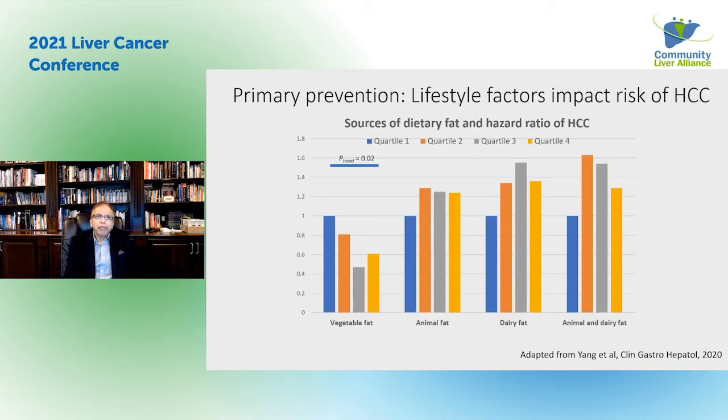In terms of primary prevention, this is for healthy individuals who have not yet developed liver disease. What can be done? One of the preventive modalities that have been looked at is just diet. As you can see, when you move from vegetable diet to animal fat, dairy fat, and combination of animal and dairy fat, the hazard ratio for HCC development goes up. So there is merit in limiting the amount of animal and dairy fat. Next slide.